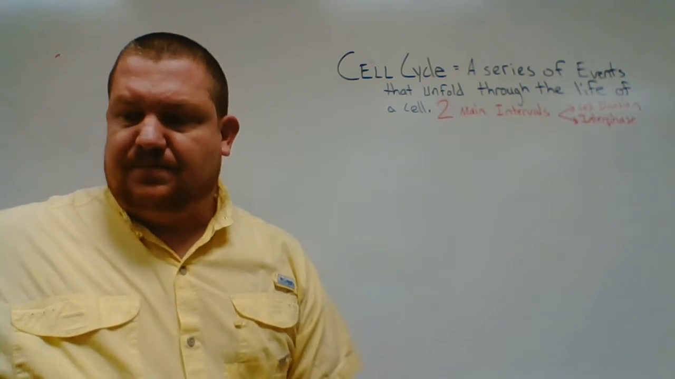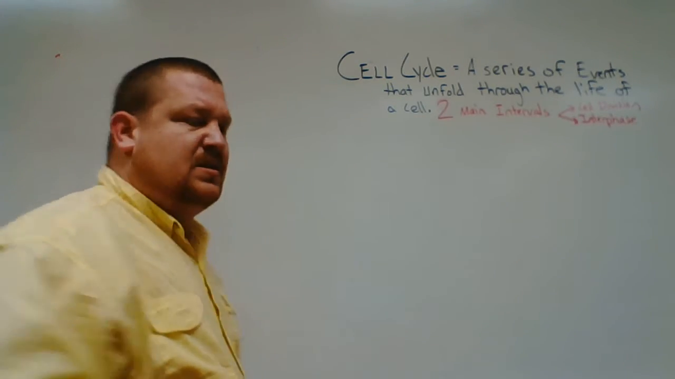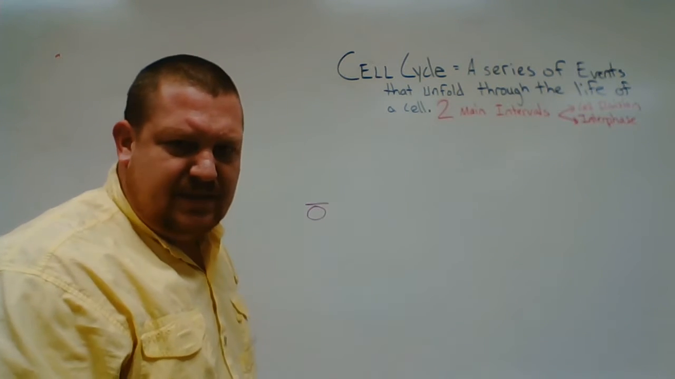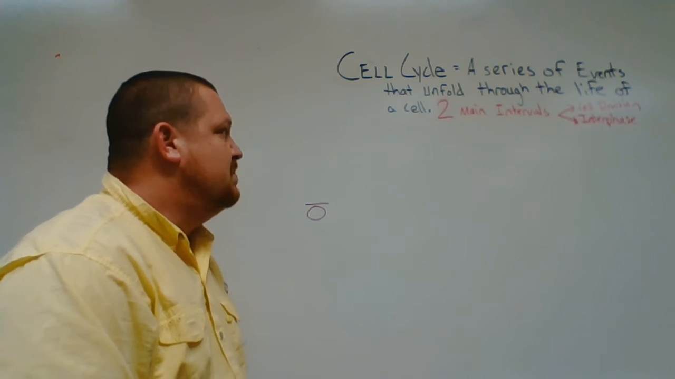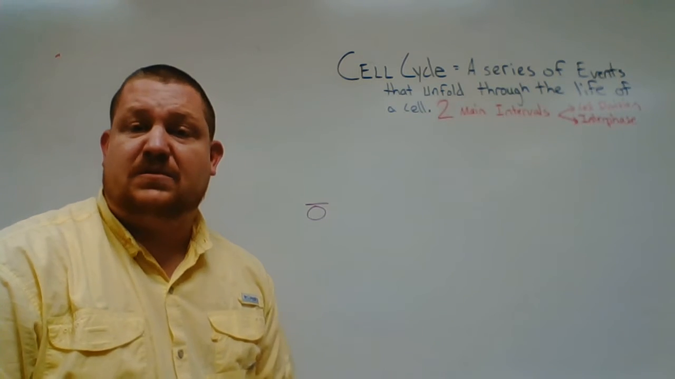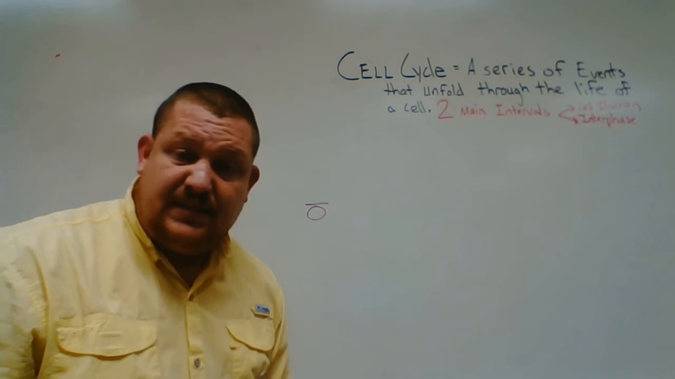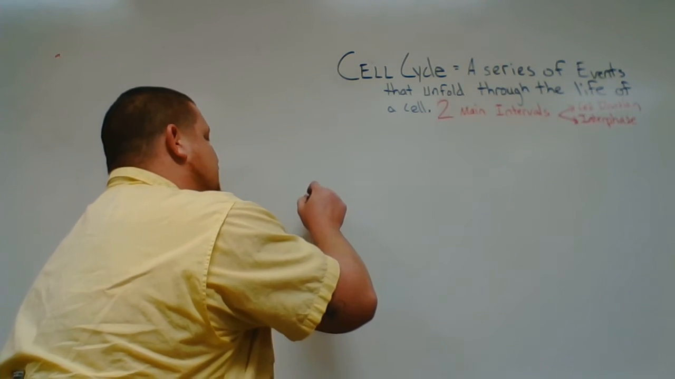So now that we've got that, let's go back to the cell. Let's say we start right here. We've got a cell. That circle is a cell. The cell could be coming from a pre-existing cell. All cells come from pre-existing cells, right? So it's going to start its cycle.